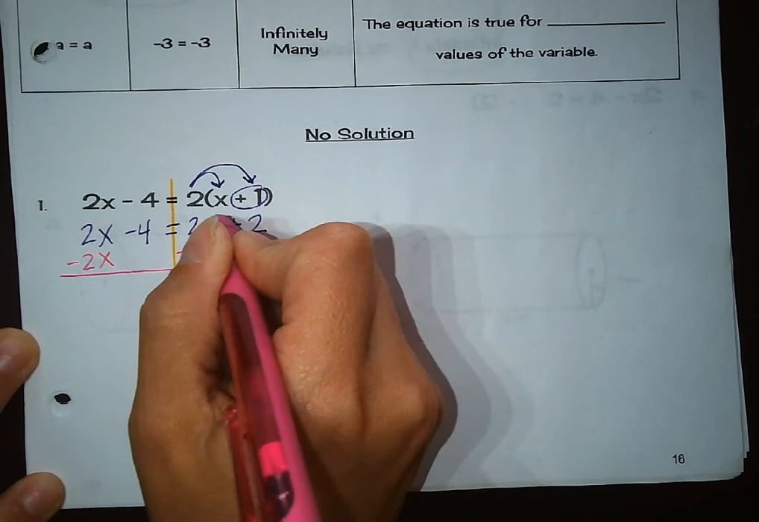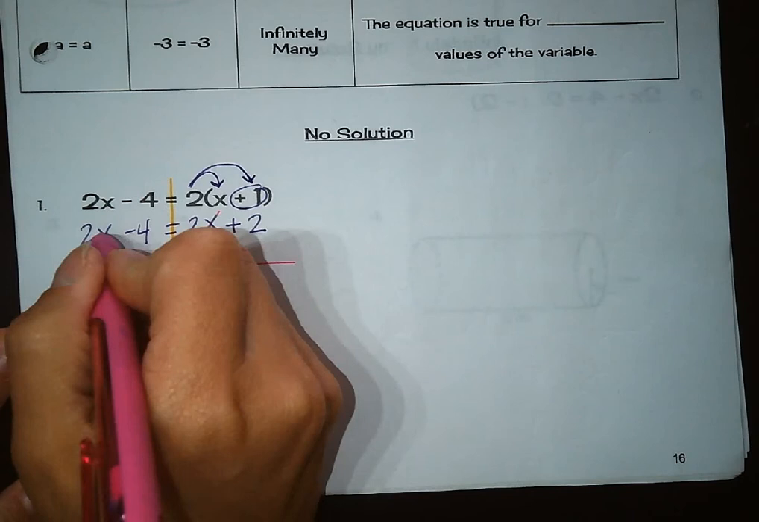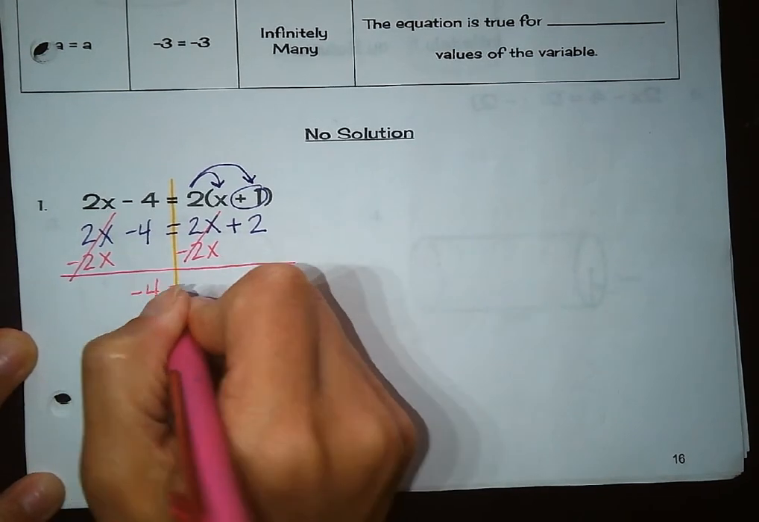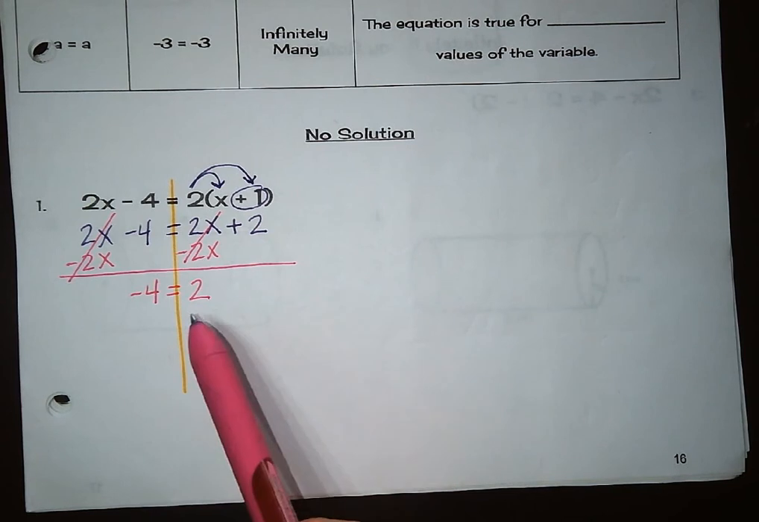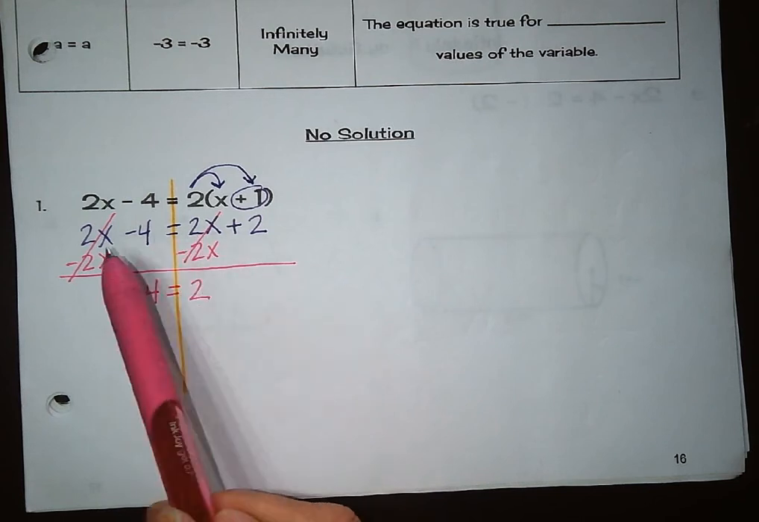My 2x's cancel out, and then I notice, wait a second, my 2x's cancel out right there. So I bring down my -4 equals 2. So does -4 equal 2? Of course not. They're not the same number. So this is an instance where we would solve a linear equation that actually has no solution. There are no values of x that will make this equation true.